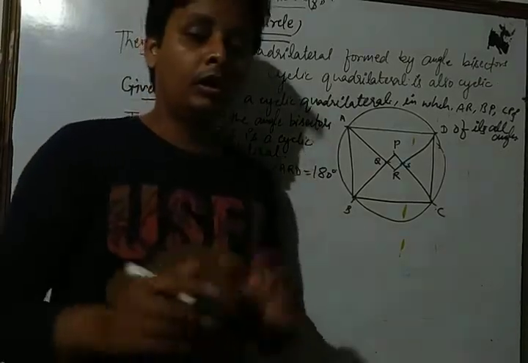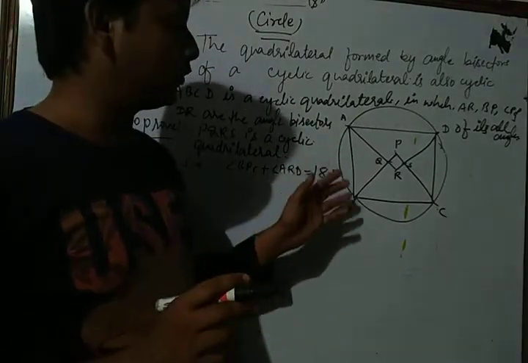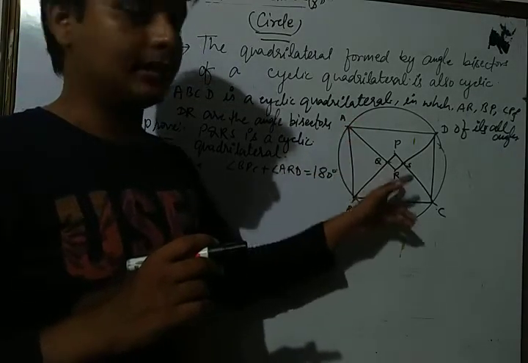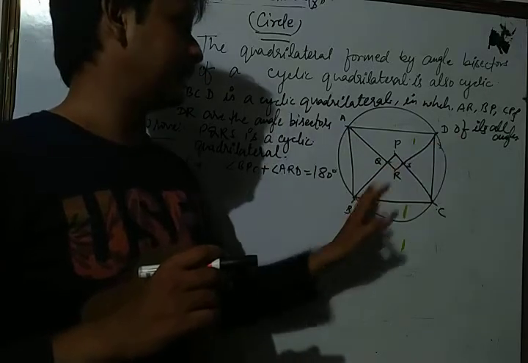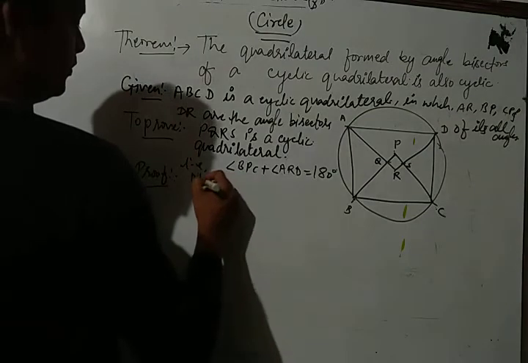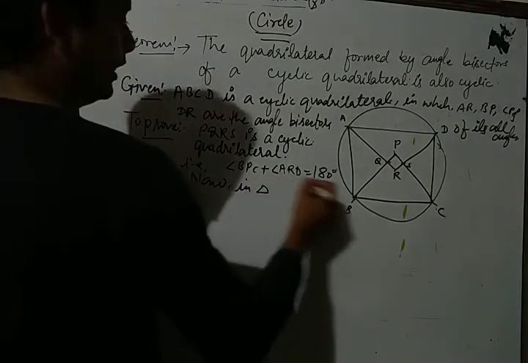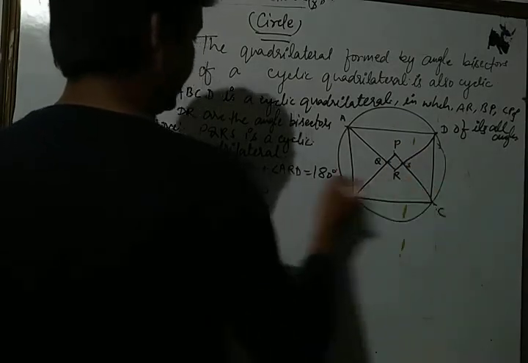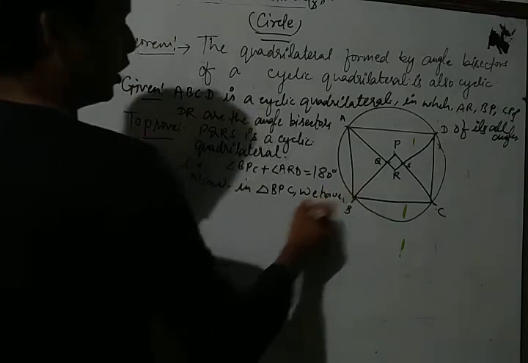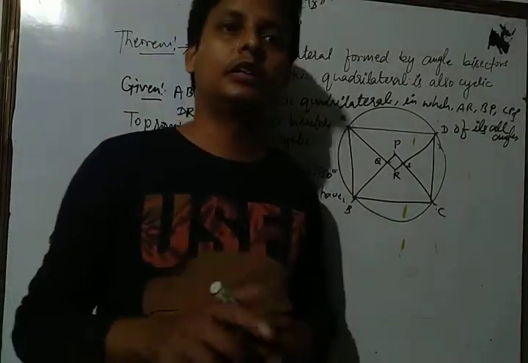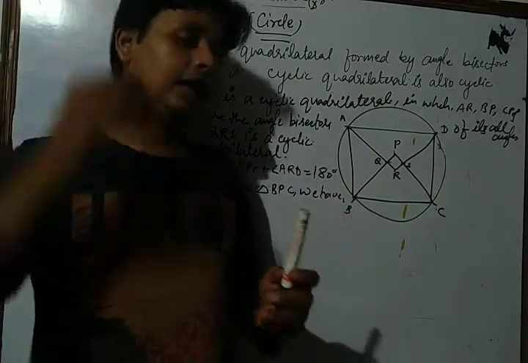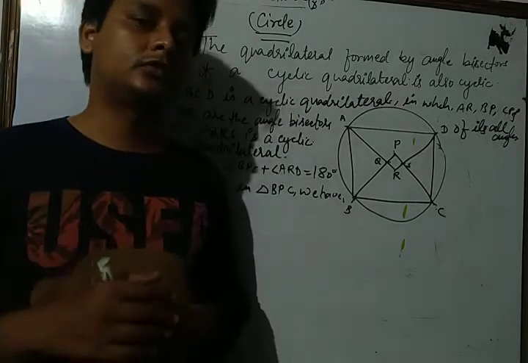Dear students, in order to prove this, first of all we take two triangles. We consider triangle ARD and triangle BPC. Now first of all, in triangle BPC, we apply the angle sum property of that triangle. The sum of all angles of any triangle is equal to 180.